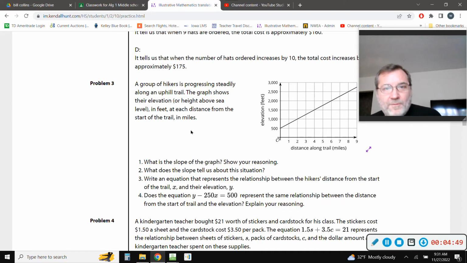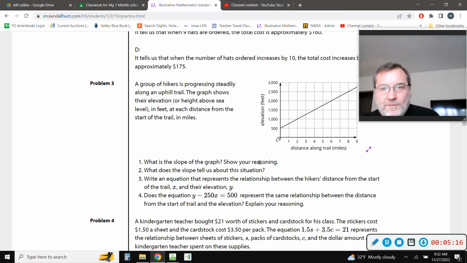Number 3, a group of hikers is progressing steadily along an uphill trail. The graph shows their elevation or height above sea level. So here's your elevation. Oh good, they put in units this time, thanks. And over here, the distance along the trail is miles, so you can think of this as going up a hill. As you go down the trail, you're going to be going up to a higher elevation, so you're going uphill.